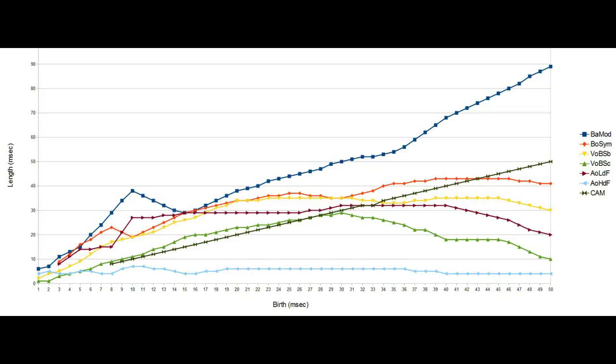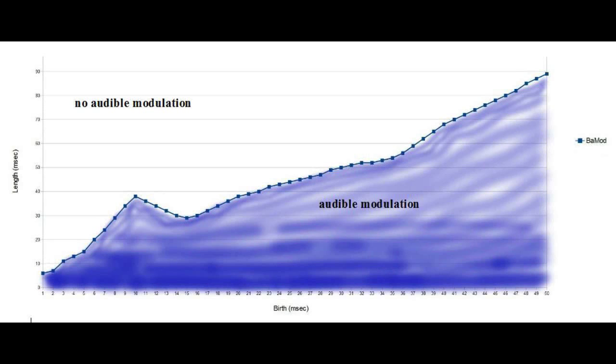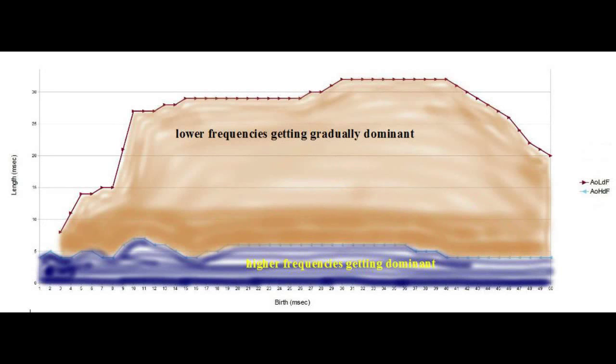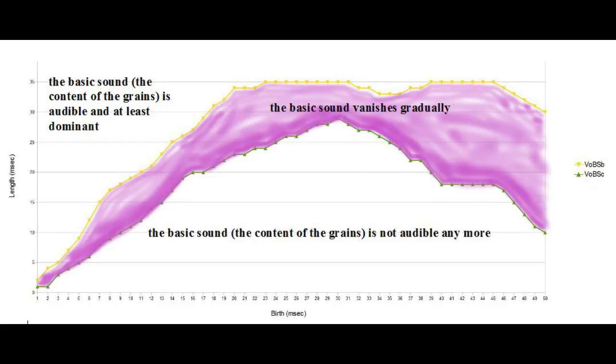The whole matter is amazingly interesting and important for serious compositions, especially with more complex contents of the grains, more complex than a simple sine wave. But I will not go very much deeper into it in this video. Let me show you just a few extractions from the main graph: the border of audible modulation, the region of very low and very high sidebands, the region where the recognizability of the content of the grain, here our root note of 250 Hz, gradually vanishes.